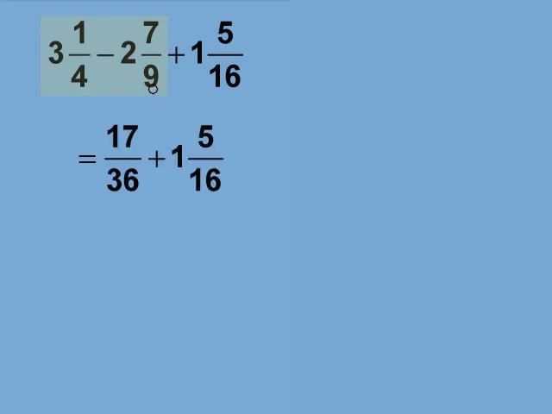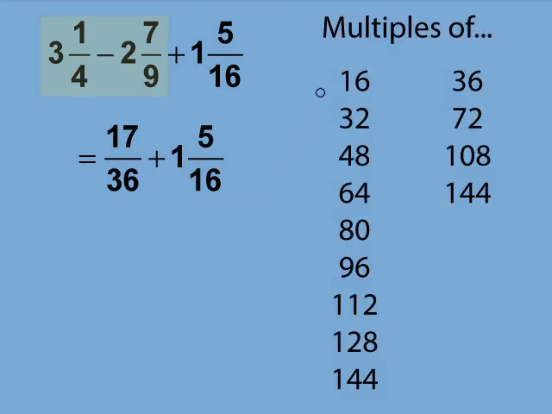We take this result and add it to the third term in the original expression, as shown here. To find a common denominator for 36 and 16ths, generate multiples of each until we find a common multiple. As you can see, 144 is the common denominator.